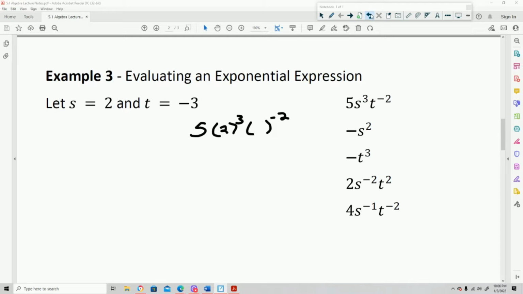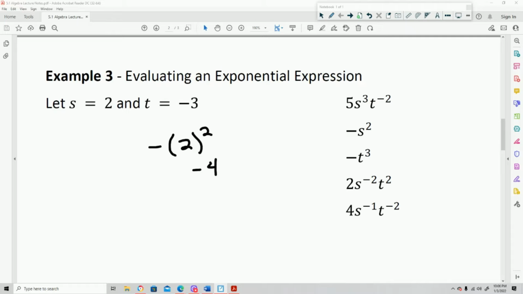Okay, let's look at a few of the others. That's probably one of the worst ones. Okay, -s^2. We're going to put the negative, we're going to put the parentheses where the variable is, and we're going to put a 2 there. Okay, s is 2. We'll put the 2 there. Notice the negative is not in the parentheses. I'm not squaring the negative. I'm going to square the number and then put the negative on the answer. So 2 times 2 is 4.